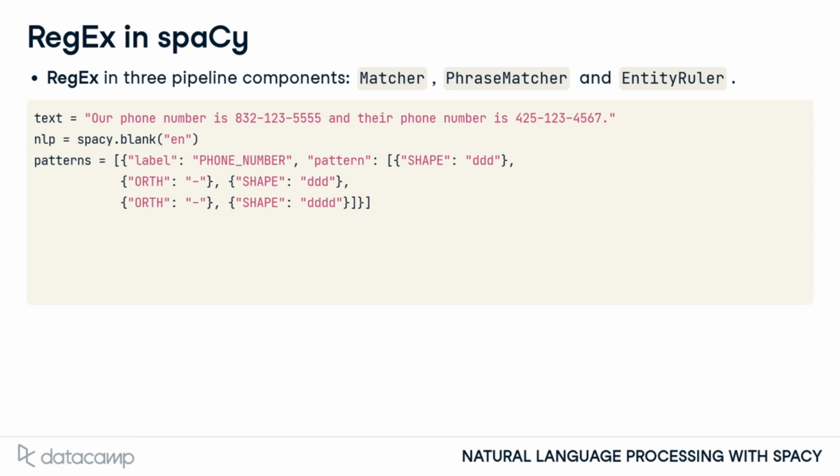To match a pattern such as 3 digits dash 3 digits dash 4 digits, we use a pattern that consists of 5 smaller dictionaries, where each dictionary represents a part of the matching pattern. The first, third, and fifth dictionaries with the key of shape represent patterns with the shape of 3 or 4 digits by using 3 or 4 Ds. The second and fourth dictionaries with the key of ORTH represent the exact match of a string, which is set to a dash in this pattern.